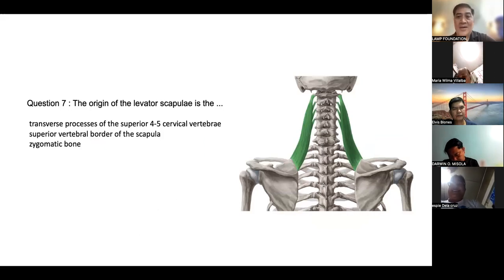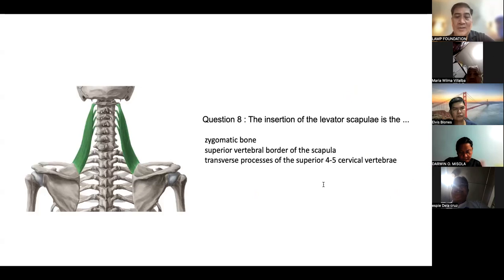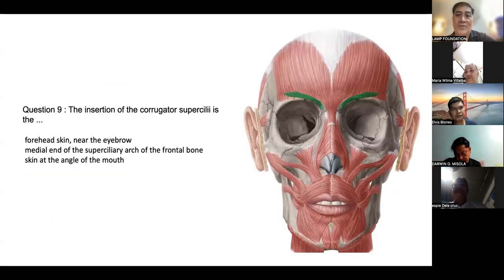Origin of the levator scapulae: transverse processes of the superior 4 to 5 cervical vertebrae. So you need to know where the levator scapulae is. Insertion of the levator scapulae: superior vertebral border of the scapula. Okay, great. Insertion of the corrugator supercilii: forehead skin near the eyebrow.